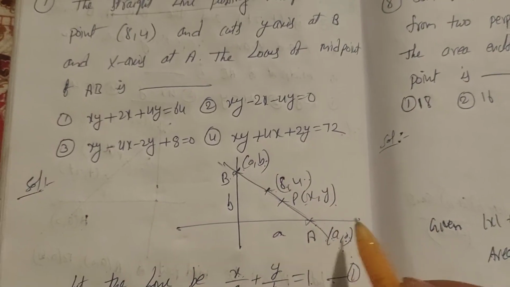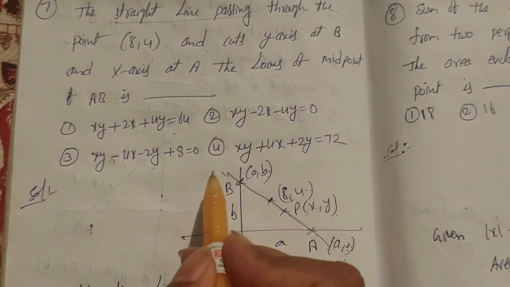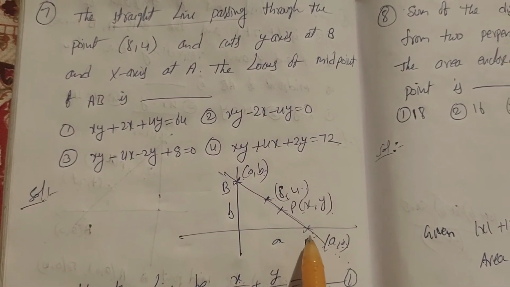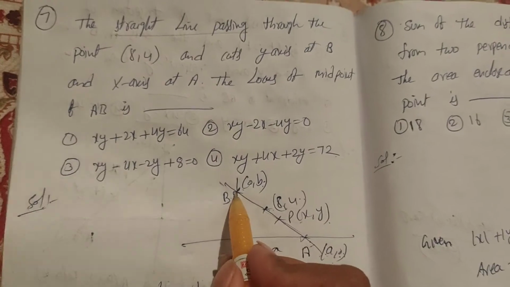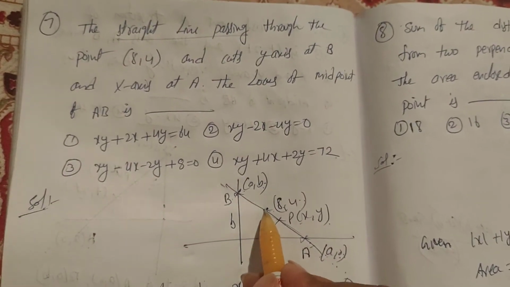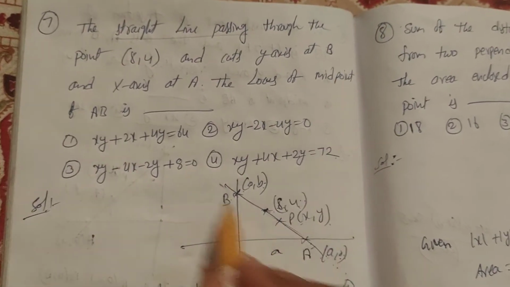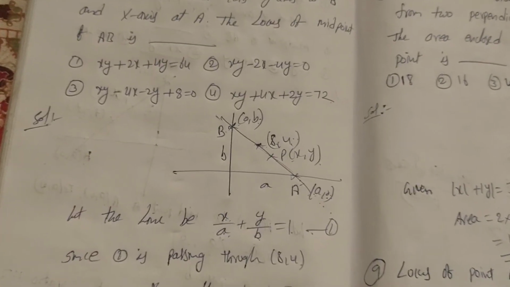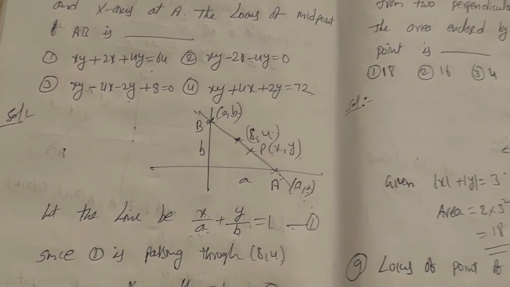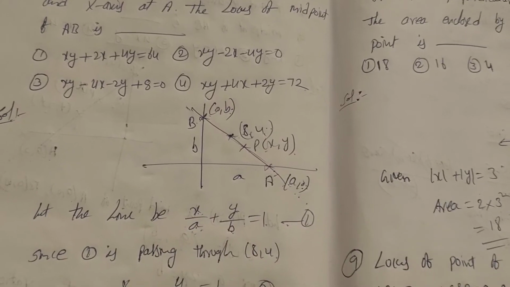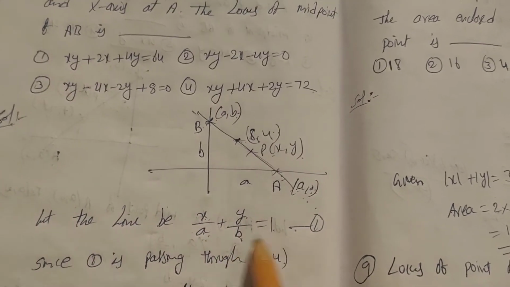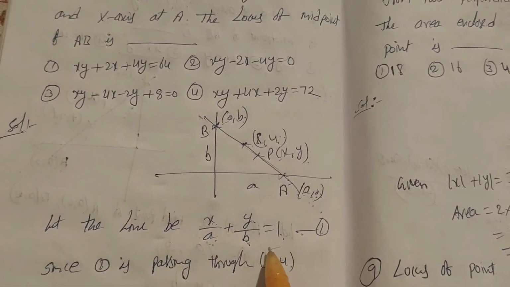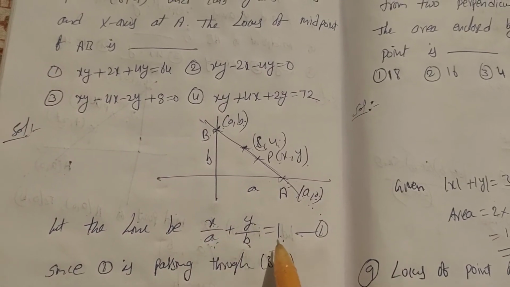take the coordinate axes and take a straight line. This straight line cuts the x-axis at A and the y-axis at B, and it is always passing through (8, 4). Generally on the coordinate axes, if you want to take any straight line, you take it in intercept form, that is x/a + y/b = 1. This is called the intercept form.